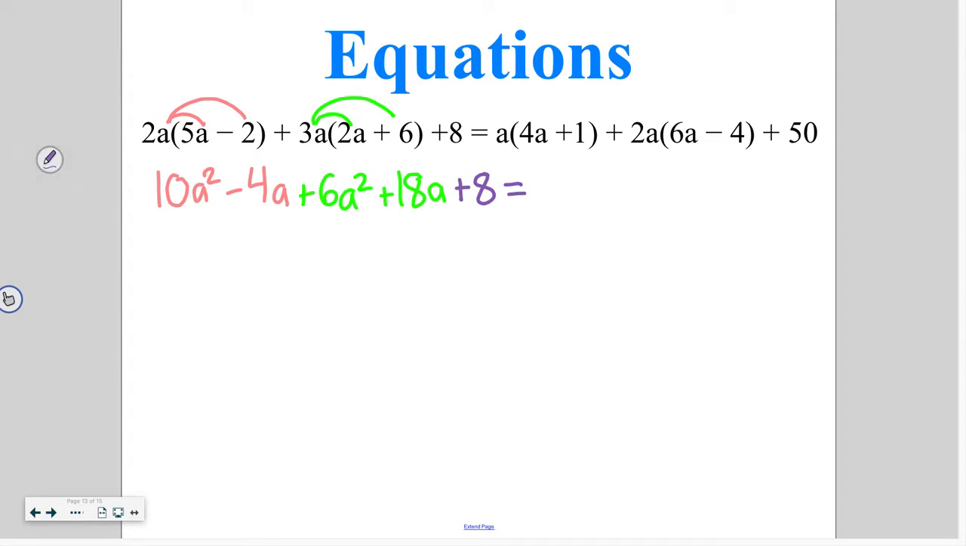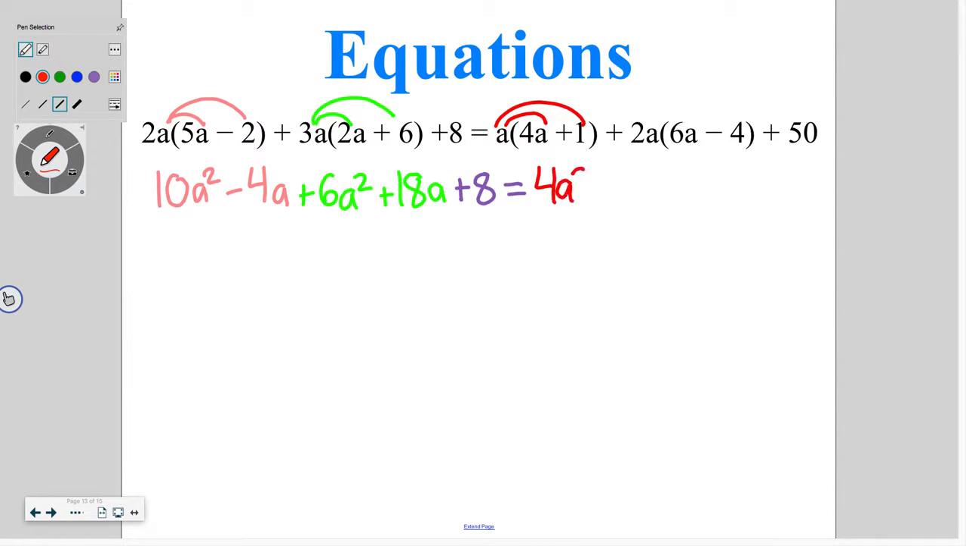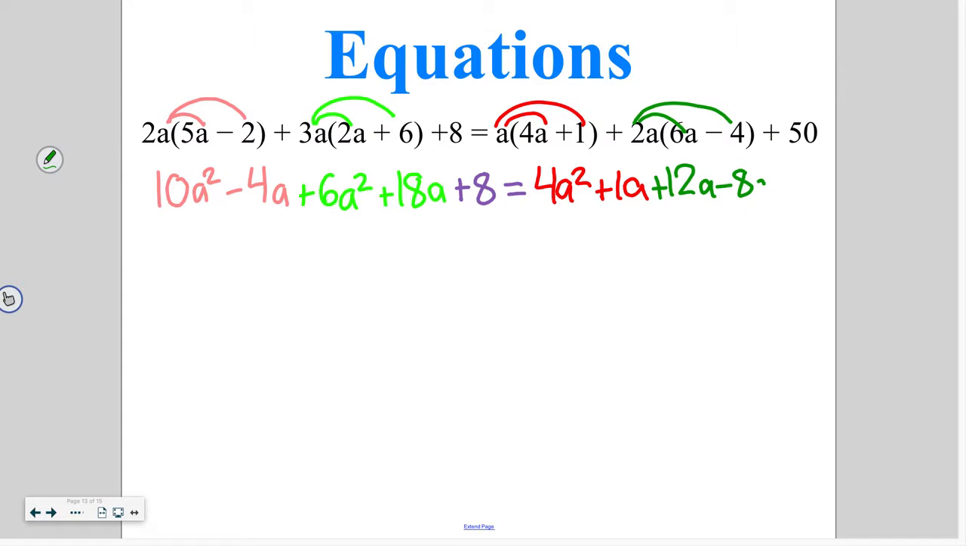Now, for the right side, I'm going to go ahead and start by distributing the a. So I've got 4a squared plus 1a. And then I'm going to do my next distribution, and we've got 12a squared minus 8a. And then once again, that 50 on the end is just standing independently.